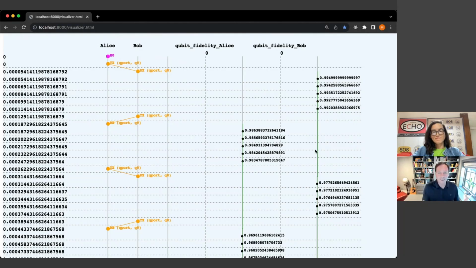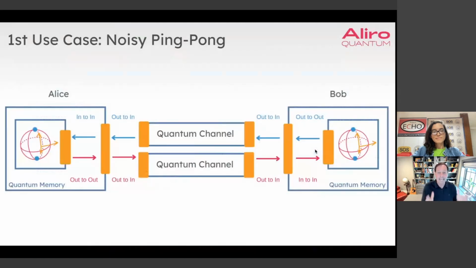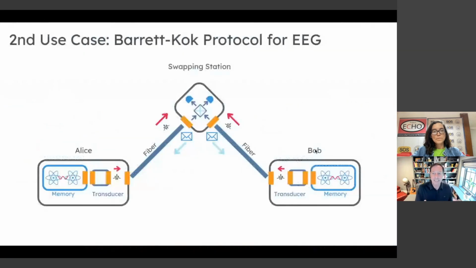Michelle, let's go to the second use case. Things get a little more interesting here. Now you're going to bring in entanglement. So entanglement, and I think you're going to use the Barrett-Koch protocol as part of this also. I know you'll talk to us more about that.